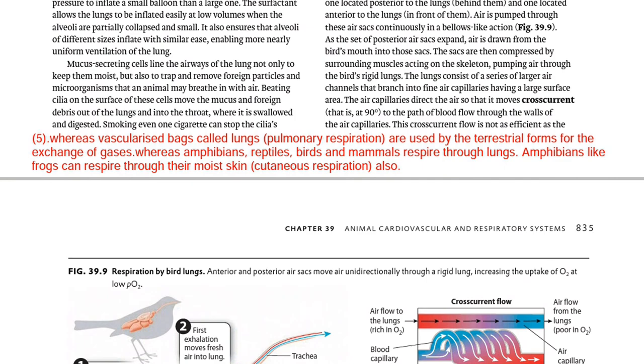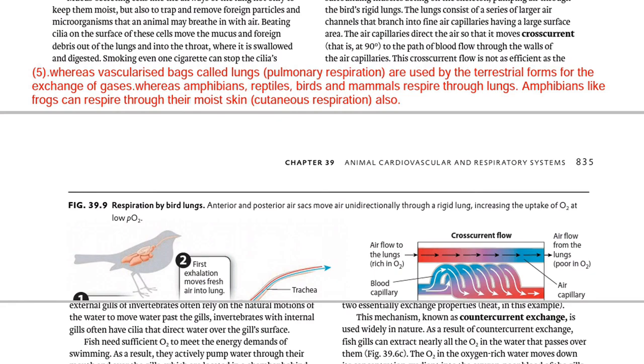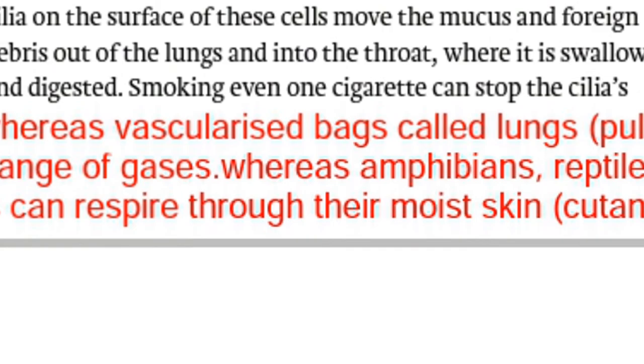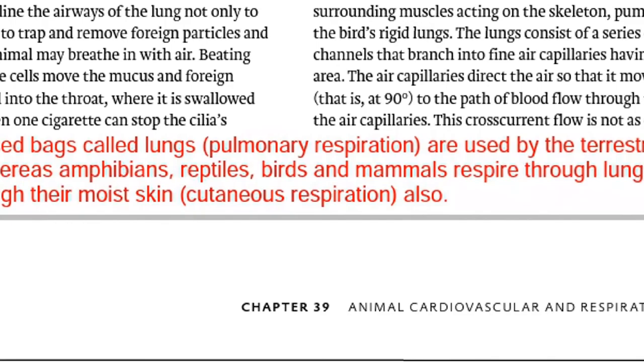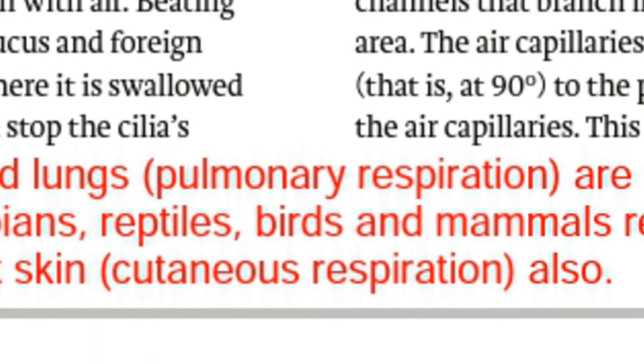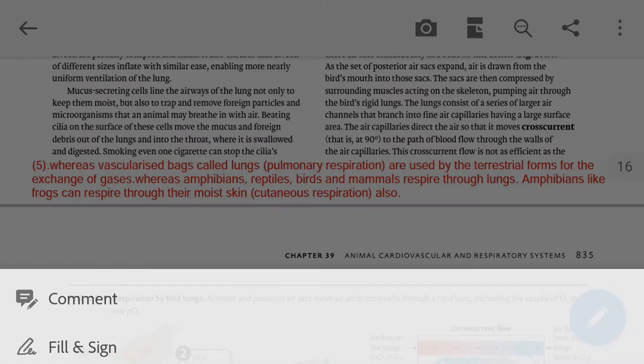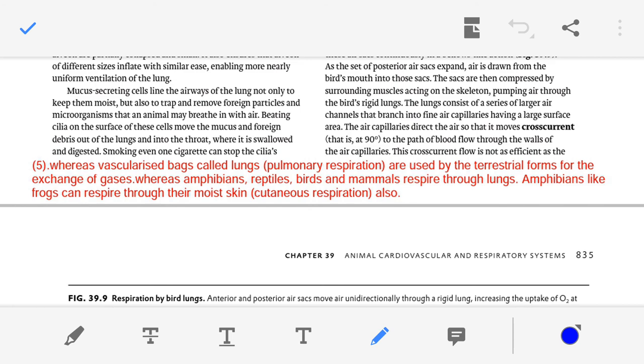Now for the vertebrates, the main respiratory organ for most of the vertebrates are the lungs. Okay, and these lungs are like a vascularized bag. Vascular bag-like structures are the lungs. Now the respiration performed with the help of lungs is known as pulmonary respiration. And here, with the help of the lungs, the exchange of gases, that is O2 and CO2, takes place. Now the amphibians, for example the frogs, have lungs, the reptiles have lungs, birds have lungs, mammals also respire through the lungs.